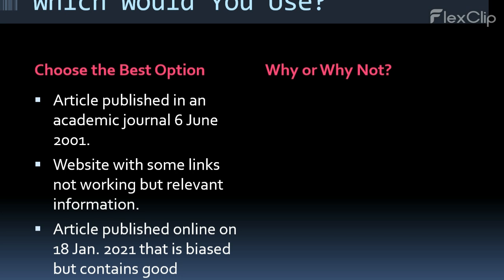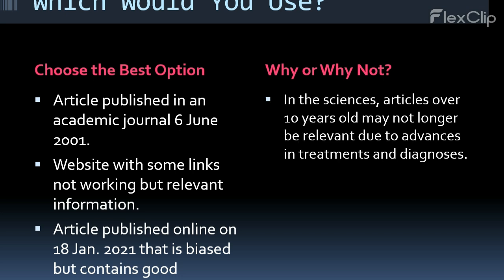How would you use it? Which would you use? Okay, so an article published in an academic journal from June 6th of 2001. Why or why not would you trust it? I would say no, because 2001, that's 23 years ago from today. So that's a long time. And in the sciences, especially, that's too long. You want stuff that's more recent.